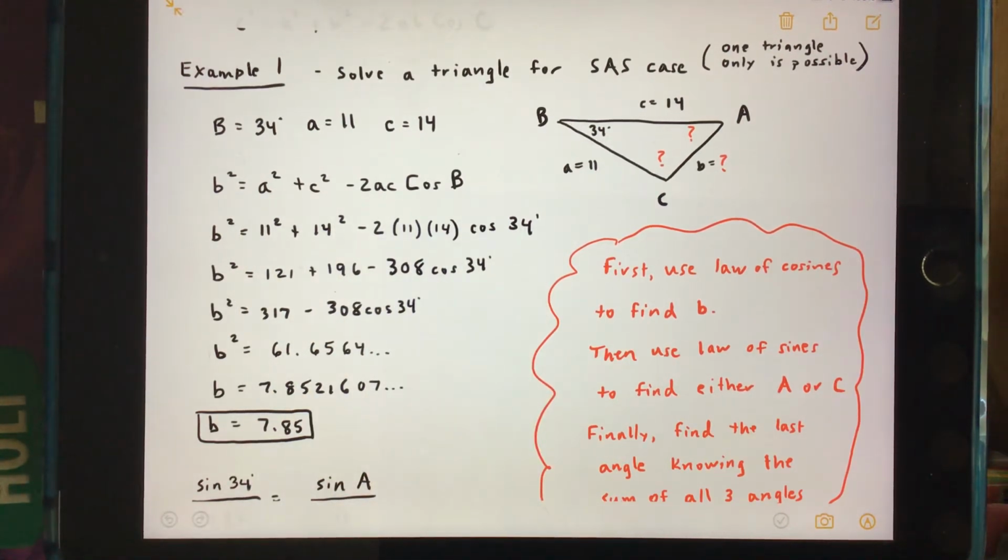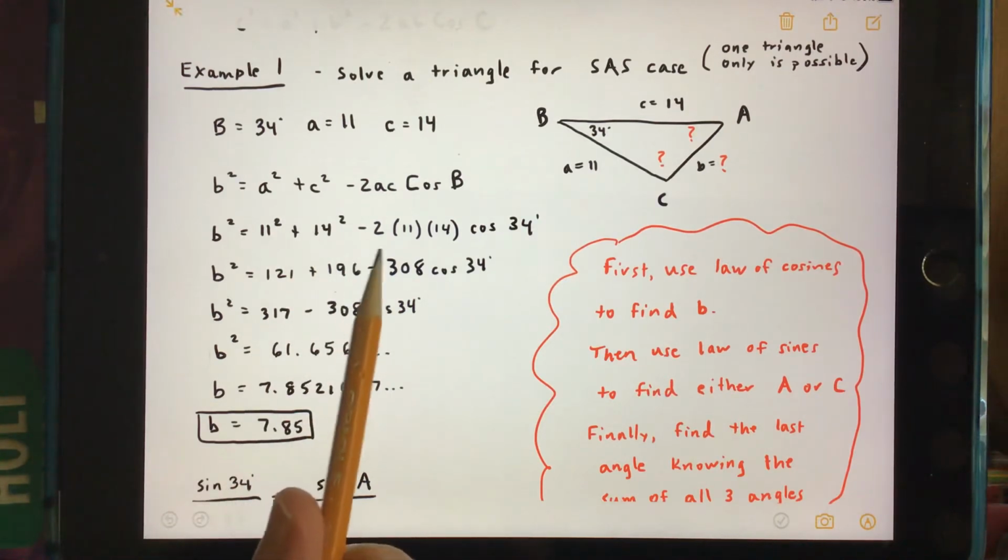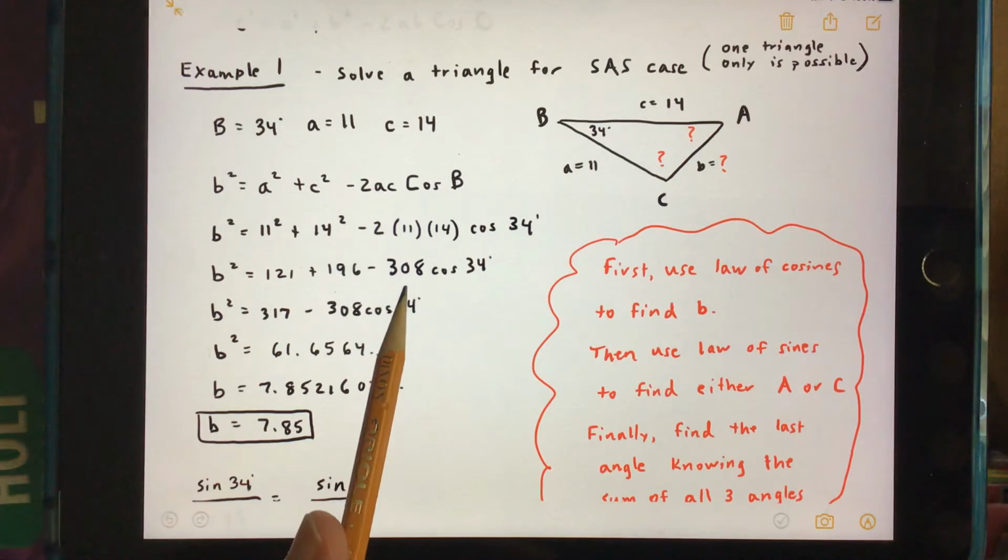We could put it all in our calculator at this point, but we're likely to make some mistakes because there's so much stuff to put in. So I'm going to simplify what I can. 11 squared is 121, 14 squared is 196. 2 times 11 times 14 is 308. I'll leave the cosine of 34 degrees for right now.